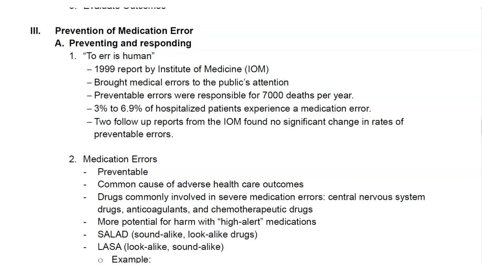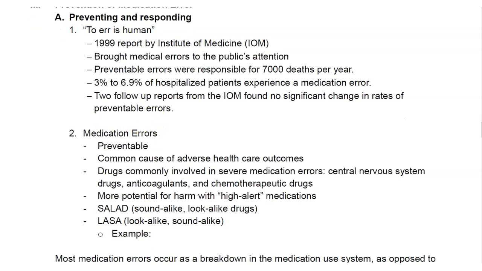Anyway, first let's talk about To Err Is Human. In 1999, there was a report by the Institute of Medicine called To Err Is Human. This basically brought medical errors to the public's attention. They're saying in this report that there are so many errors that were actually preventable and caused 7,000 deaths per year. Basically 3% to 6.9% of patients in the hospital experience some sort of medication error. Now, there were 2 follow-up reports from the IOM which found that there were no significant changes in the rates of preventable errors. So that was actually a concern. Why are these preventable errors happening?